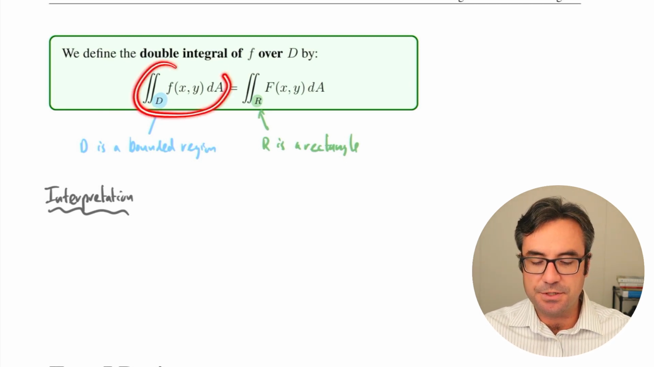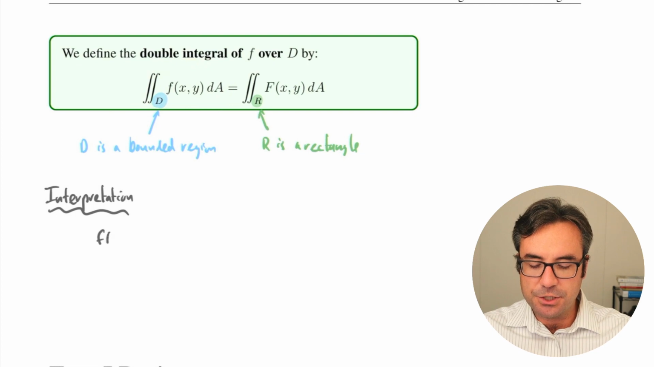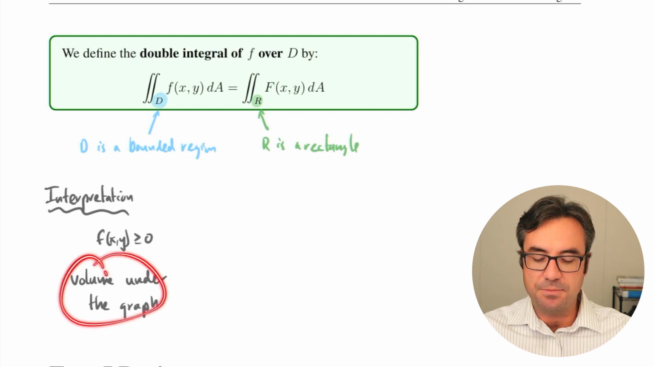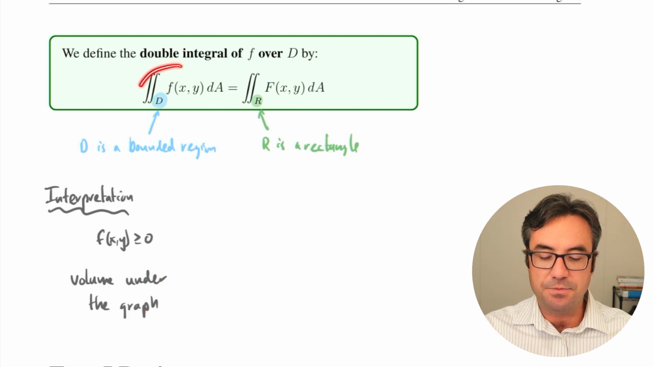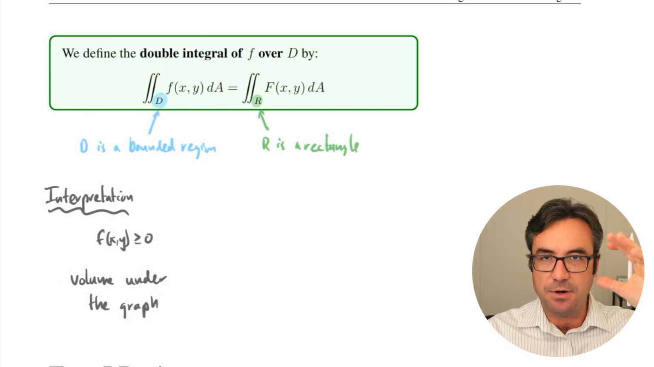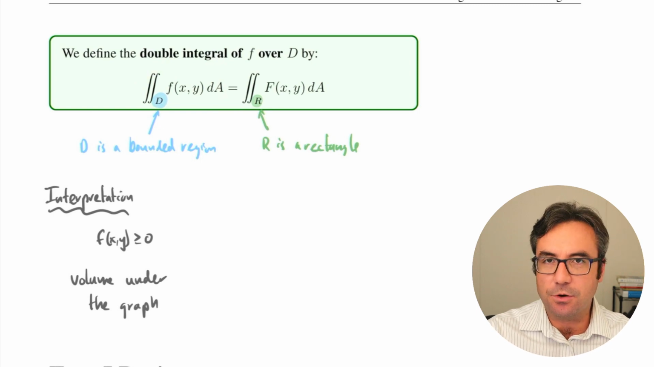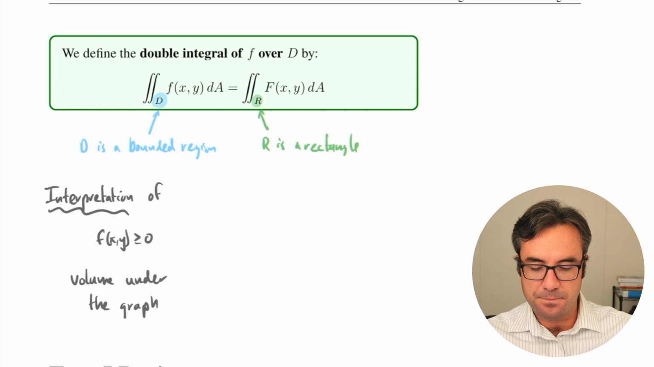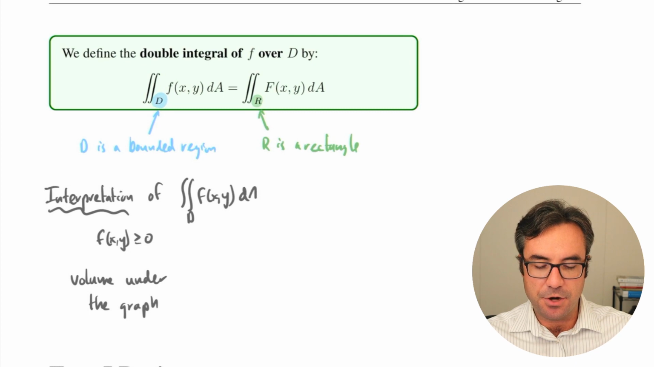So how do we interpret this double integral? Well, if our function f(x,y) is greater than or equal to 0, we want to think of this as the volume under the graph. We want to think of the double integral as measuring the size of that amount of space in between the graph and the xy plane. So this is our interpretation of our double integral.